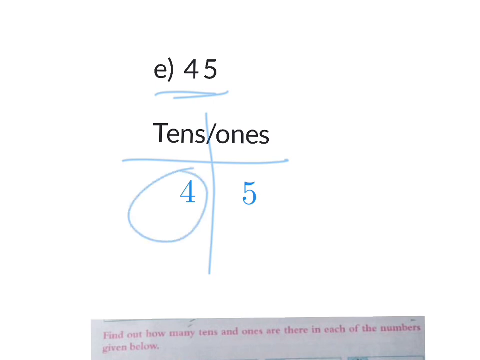Coming to part E, that's 45. 45 is a two-digit number. In 45, 5 comes at ones place and 4 comes at tens place. So there are 4 tens and 5 ones. Dear students, 4 tens and 5 ones makes 45.